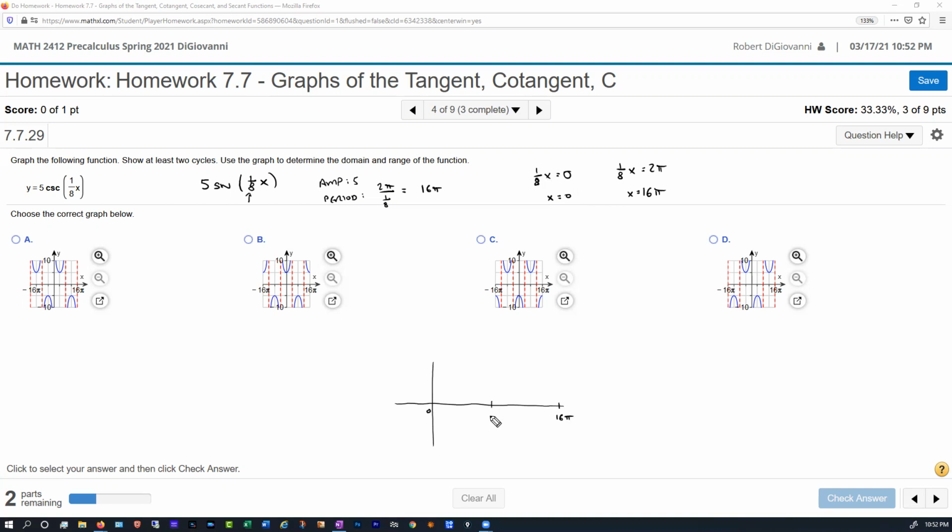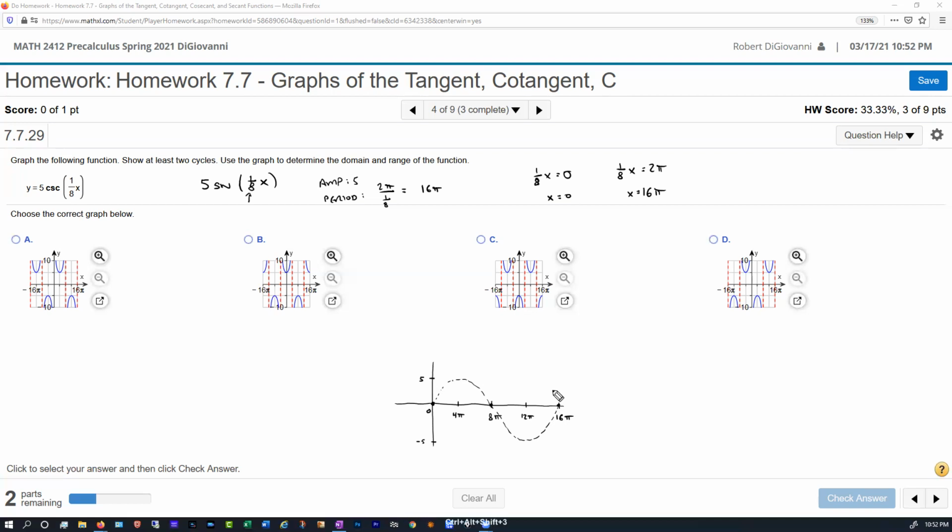So I'll go halfway, which is 8 pi. Halfway here is 4 pi. And halfway here is 12 pi. I know it's a sine function with an amplitude of 5. So here's 5, here's -5. Amplitude of 5, and it's a sine function. Sine functions have x-intercepts at the beginning, middle, and end. And then it should go like this because it hasn't been reflected or flipped or anything. And then back. Okay, that's the sine.